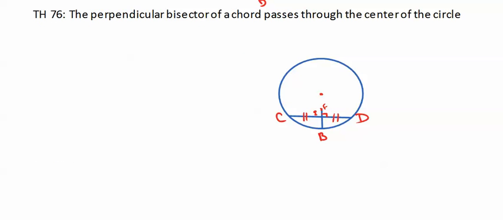If we're given the setup as the following, that CD is a chord, but we know that FB is a perpendicular bisector to CD, then we automatically know or can conclude that BF, if extended, that line will pass through the center.